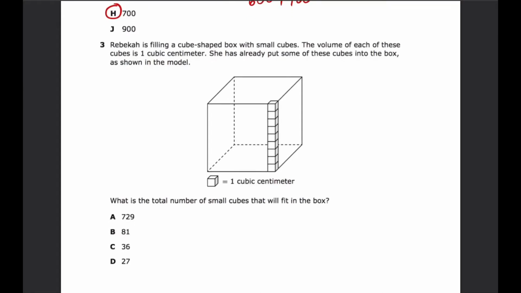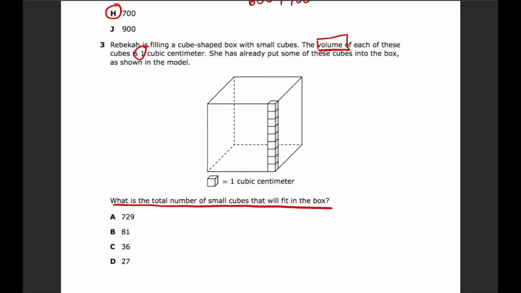Question number 3: Rebecca is filling a cube-shaped box with small cubes. The volume of these cubes is 1 cubic centimeter. She already put some of the cubes in the box as shown in the model. What is the total number of small cubes that will fit in the box? So some important things that we need to know. We're looking for volume, and the first thing we need to know is the area, and then it's just how many layers or how many times.